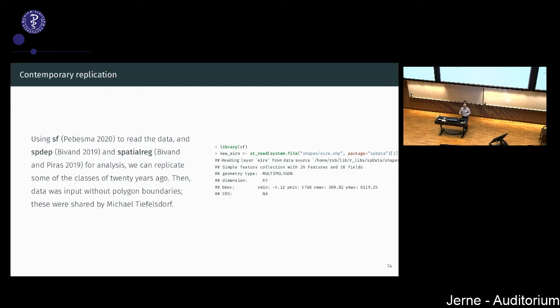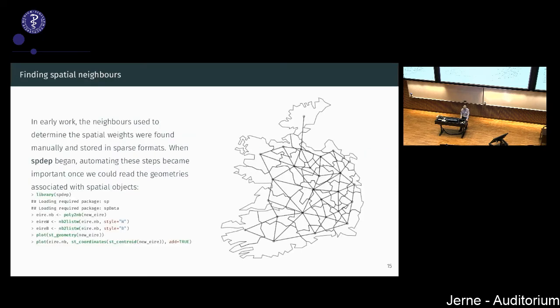Okay, so there are packages, some of which have arrived recently. sf has arrived fairly recently. We used sp for quite a long time. This is just reading in a file in a format which could be read by a geographical information system and which has both the geometries and the data attached to each of the observations. The data file itself was built by Michael Tiefelsdorf. And now the idea was to find out which of the counties of the Irish Republic were neighbors of each other.